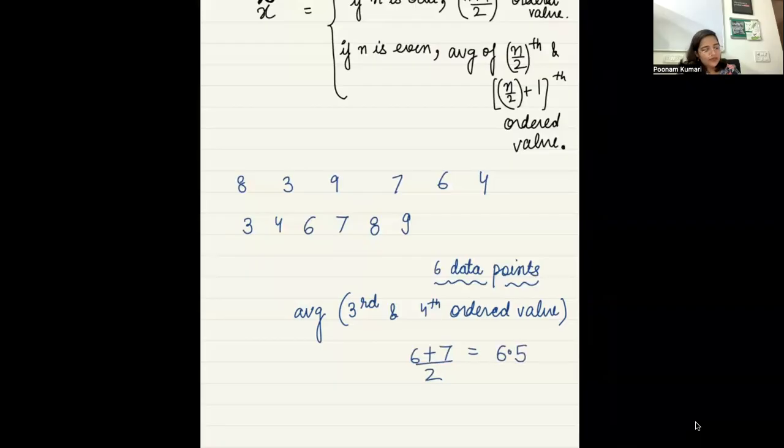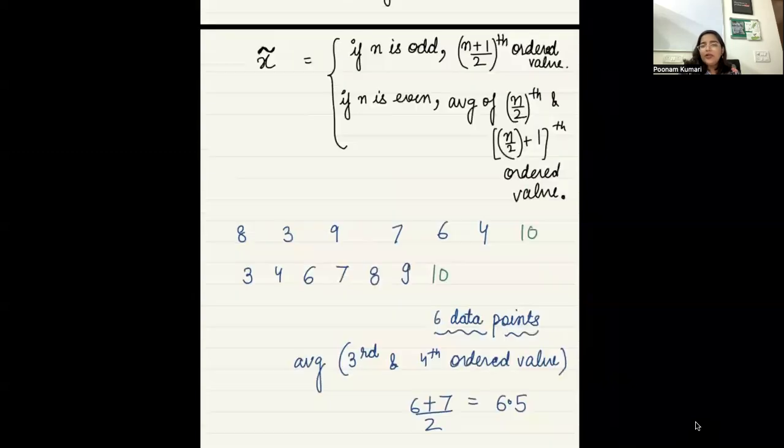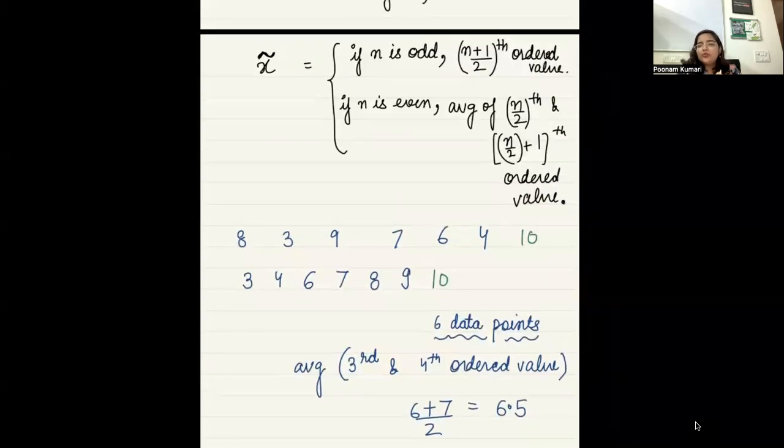And let's say instead of 9, we also had a 10. So now instead of 6, you have 7 data points. So what is your median value? n plus 1 by 2. So n is 7. 7 plus 1 is 8. 8 divided by 2 is 4. So whatever is your fourth value, that would have been your median. So what is your fourth value? 1, 2, 3, 4. So 7 would have been the median value in that case. Is that all right?